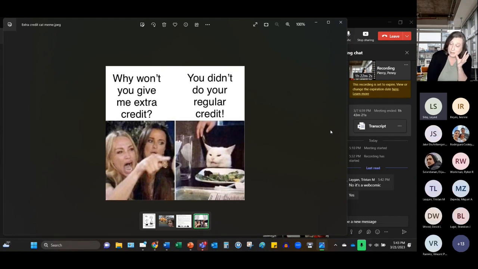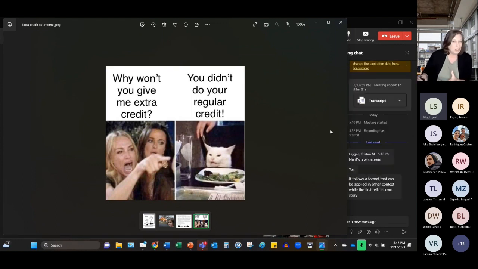Okay, I think that is a key part of it. That there's some familiarity with the image. Sometimes it may be widely well known in pop culture, and sometimes it may be more niche. But yeah, Tristan says it follows a format that can be applied in other contexts, while the first tells its own story. So that's a very interesting point. And this is a good example of a meme that follows a particular format, right? We've all seen different variations on this, although this is kind of a few years old. It's not a very fresh meme.